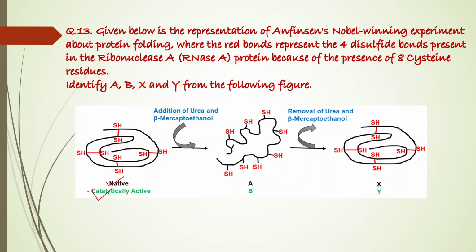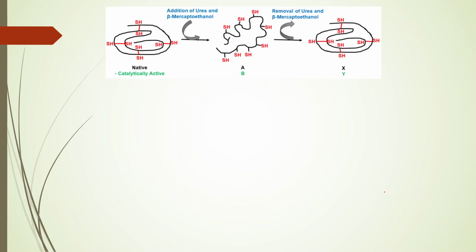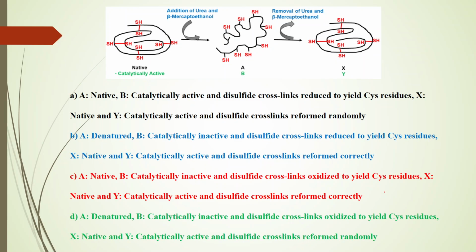Now in case of X and Y, again you have to choose whether, in case of X, it will be native or not, and in case of Y, whether it will be catalytically active or not. This is the option you need to choose. So this is your representation and these are your options. Read the options properly and then choose the correct option. Okay, take your time to read the options properly and then answer in the chat box.